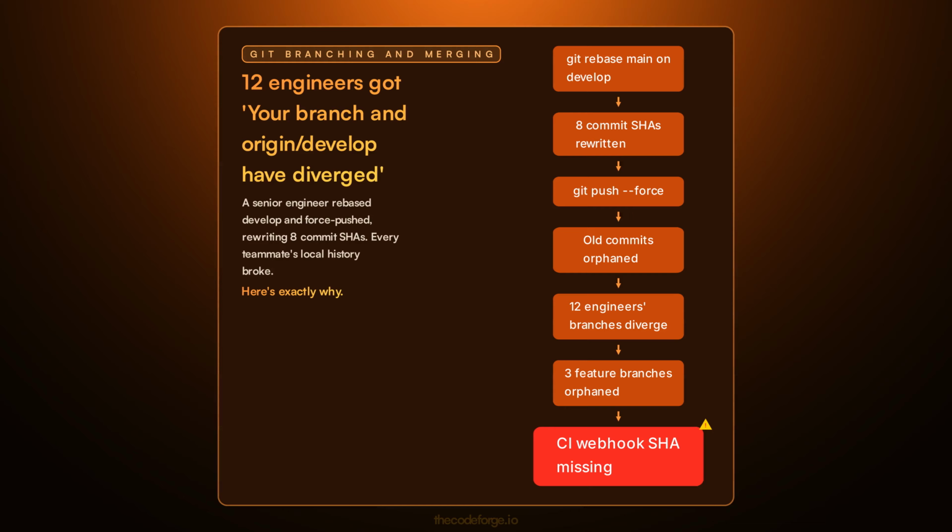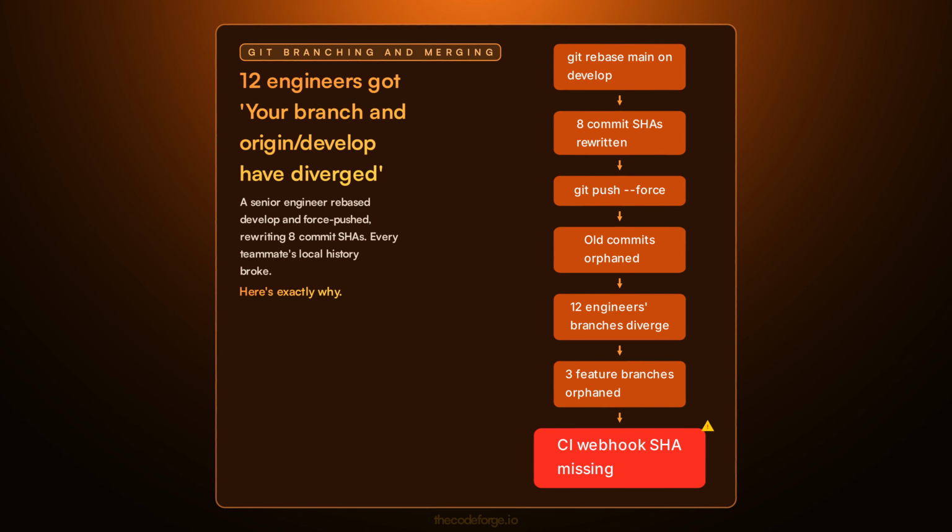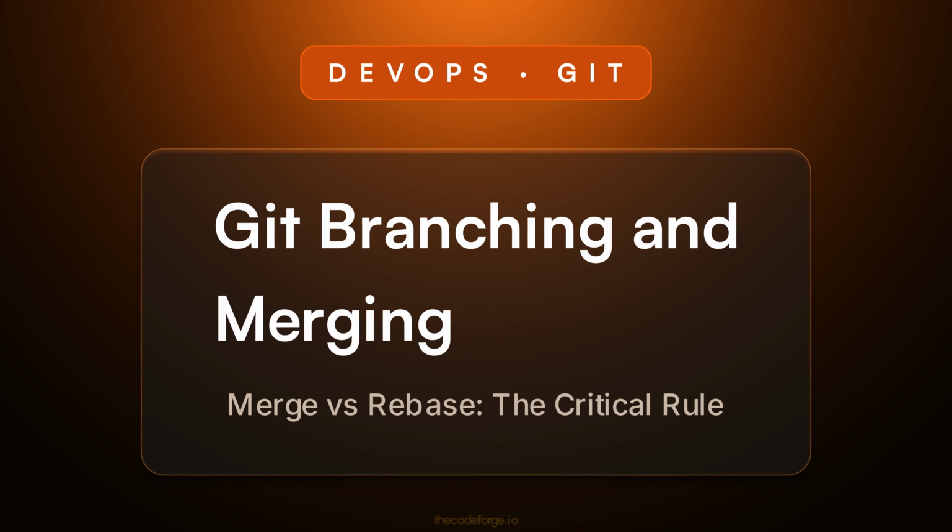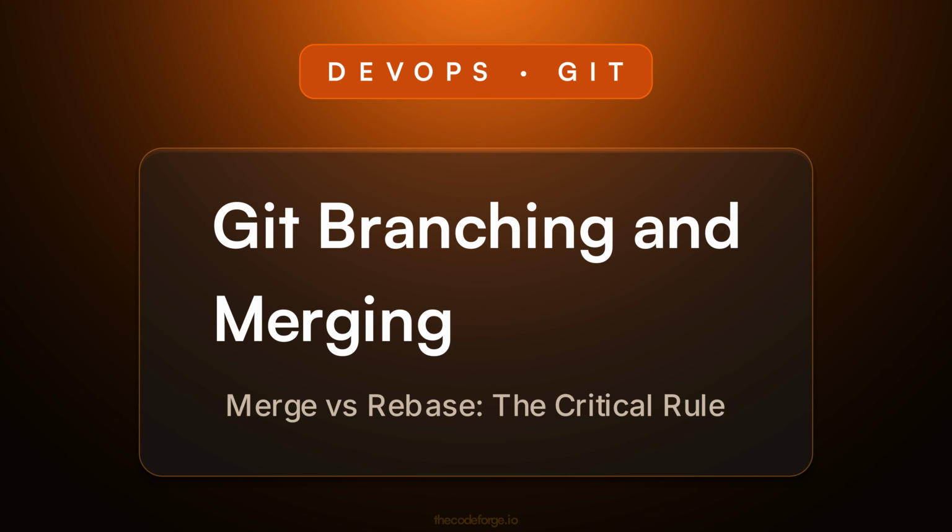12 engineers saw "your branch and origin/develop have diverged" after a single force push. A rebase on a shared branch rewrote commit history and broke everyone's local references. Let's break down Git branching and merging, how it works, and the exact mistake behind that failure.